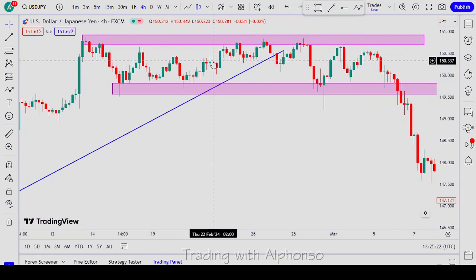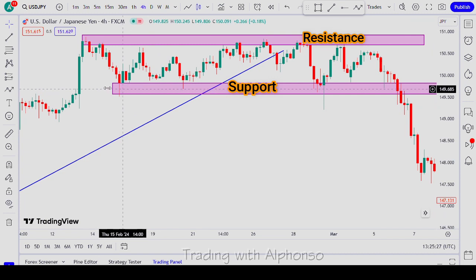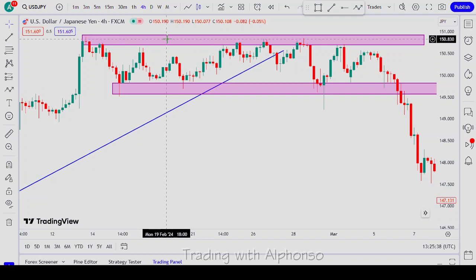You can both buy or sell. Where do you buy? You buy at support level. So when the price comes to the support, you look for candlestick formation on a lower time frame. Then you look for buy positions. Then you put your take profit at the next resistance level. And you sell at the resistance level.